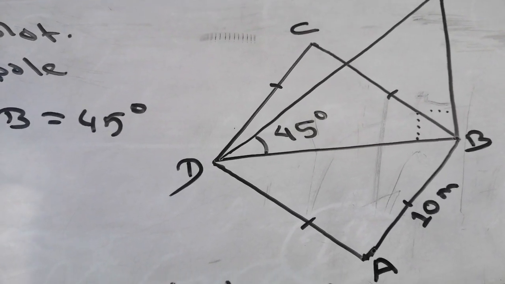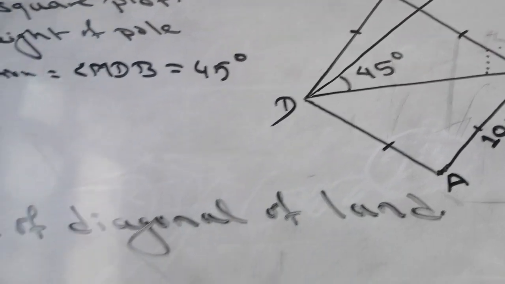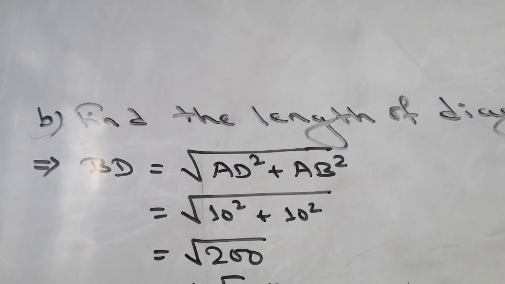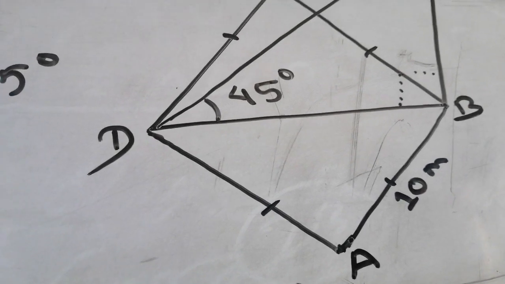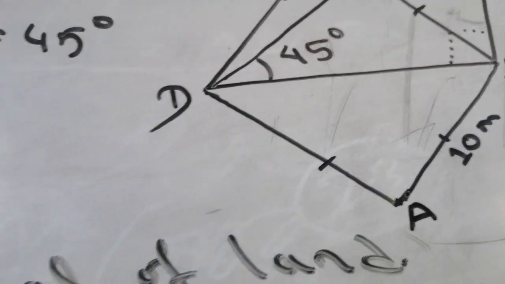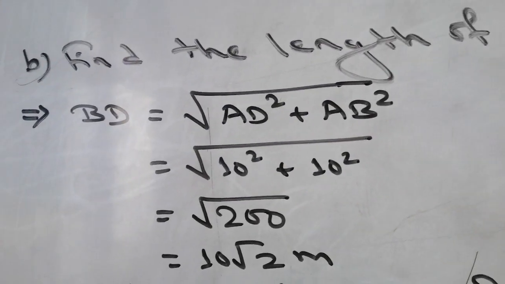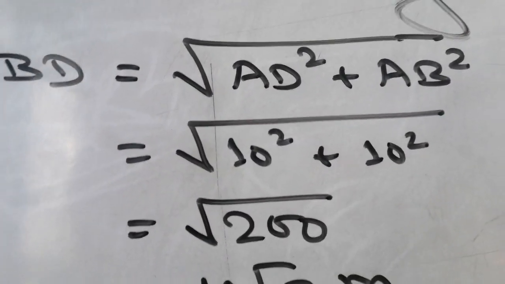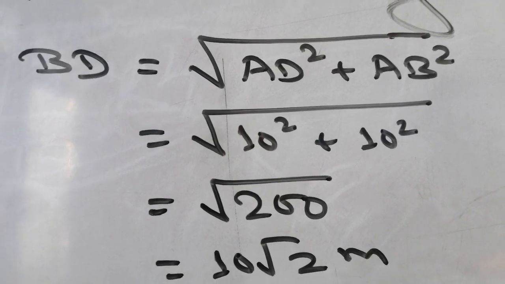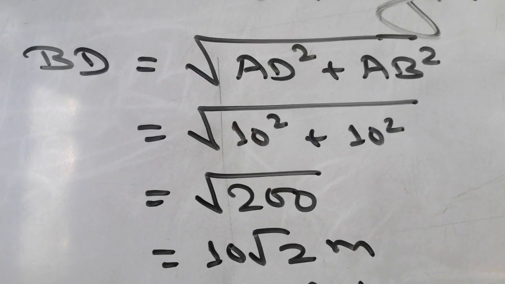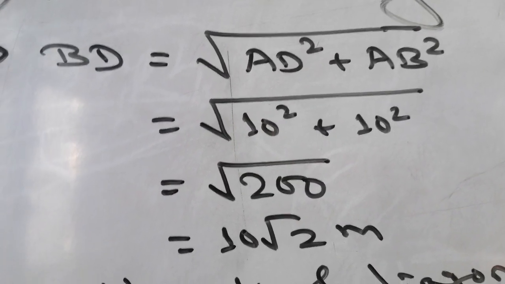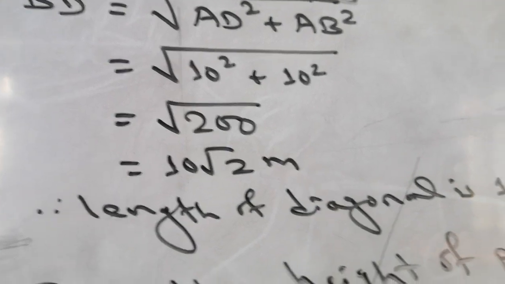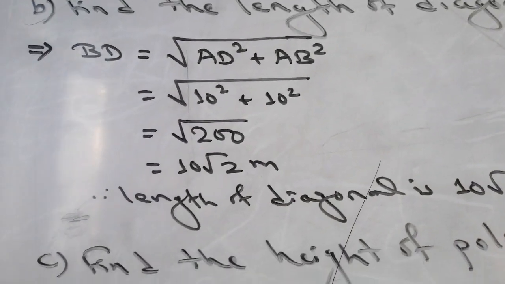So for this, to find the length of BD, we will use the Pythagoras relation. H square equals B square plus P square. Here H is DB or BD. So DB square, H square equals DA square plus AB square. Since both AD and AB are 10 meter, AD square is 10 square, AB square is 10 square, so it gives 100 plus 100, 200, so the diagonal is 10 root 2 meter. So the length of diagonal is 10 root 2 meter.